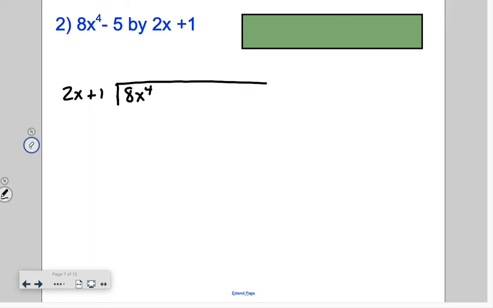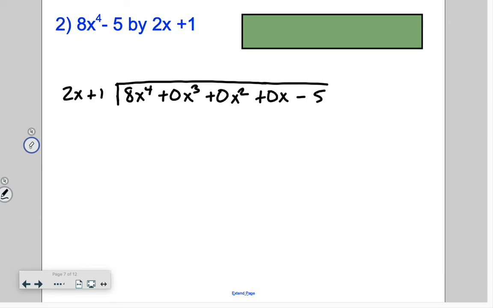Do I have an x cubed term? Nope. Okay, plus 0x cubed. Do I have an x squared term? Nope. Plus 0x squared. Do I have a term that has x in it? Nope. Plus 0x. And then finally, I do have a constant, minus 5 at the end. That's what I meant by placeholders. In this case, I had 3 of them that were missing, so I had to fill in with zeros.